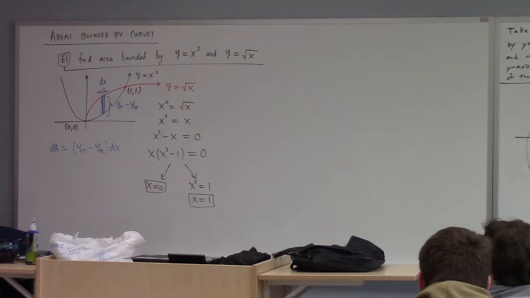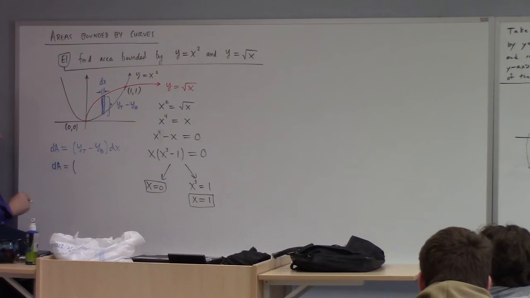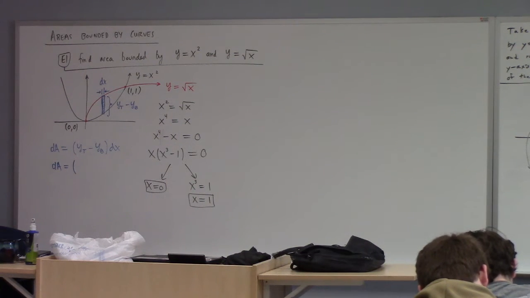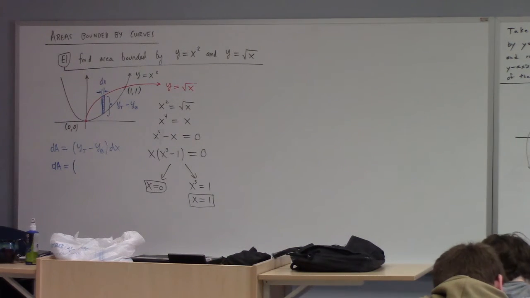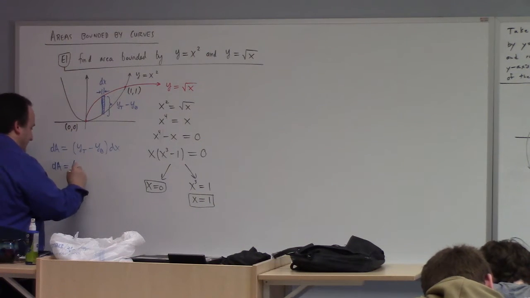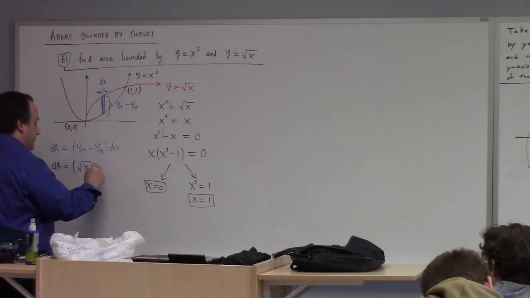Okay, so for this problem, my dA... What's the top y? What's the bottom y? Suppose you mixed up the top and the bottom. What happens when you calculate this at the end? You get a negative number. Then you know you made the wrong choice, right? So you go back and you fix it. But this one, the top y is square root of x, and the bottom y is x squared.